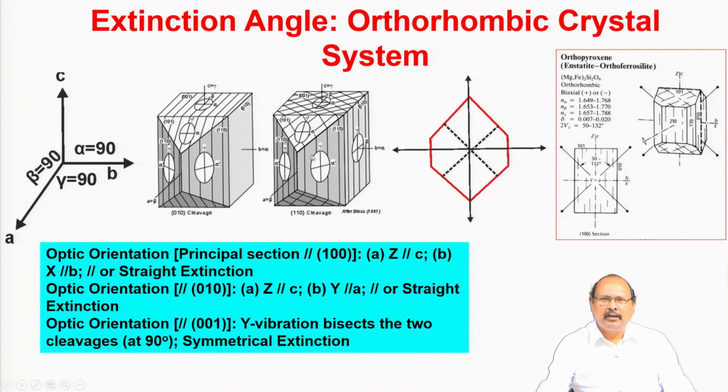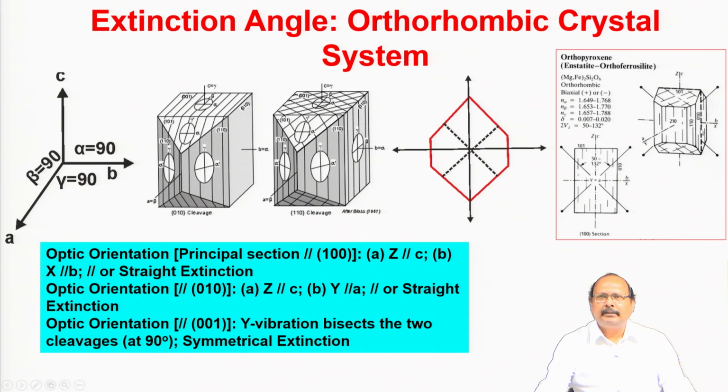So, you will also see in the 101 plane a symmetrical extinction here. Now, we can see this with respect to an orthopyroxene crystal here, a natural example of an orthopyroxene crystal which crystallizes in the orthorhombic crystal system here. Now, you see this is the optic orientation, you can see this is the 3 dimension here.